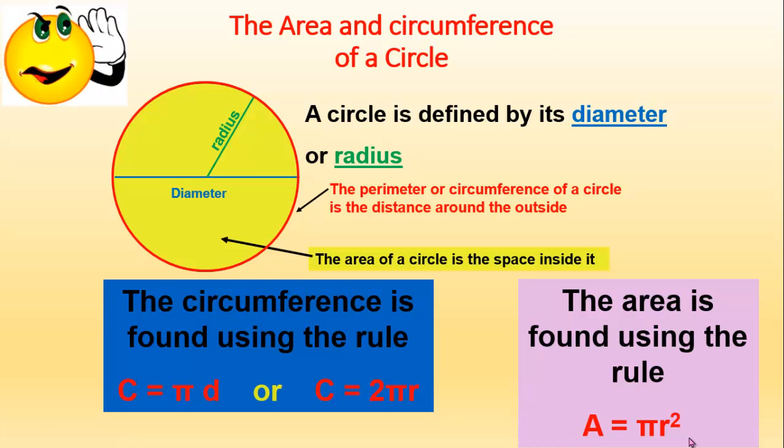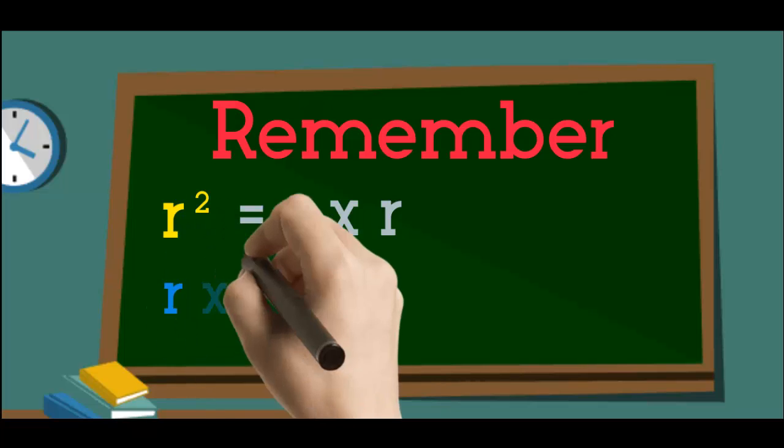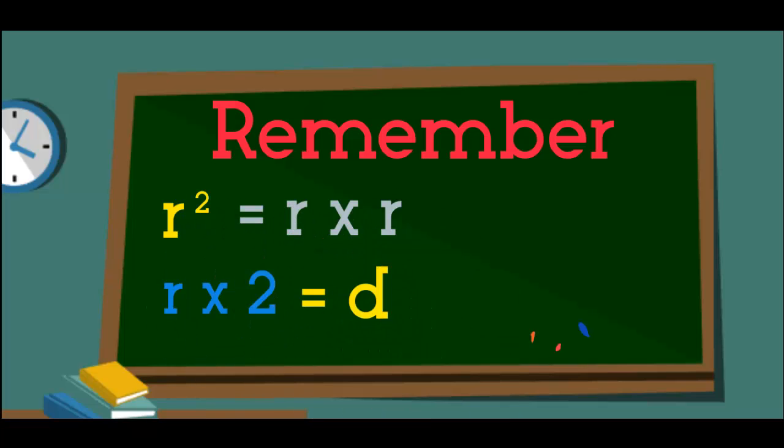Yes, it's easy. Just memorize the equations and you will be able to calculate the area of a circle or the circumference. Remember, radius squared is equal to r times r, while radius times 2 is equal to diameter. So, r squared is not equal to the diameter. R squared means r times r, while the diameter means r times 2. There is a great difference between both of them, so please don't get confused.